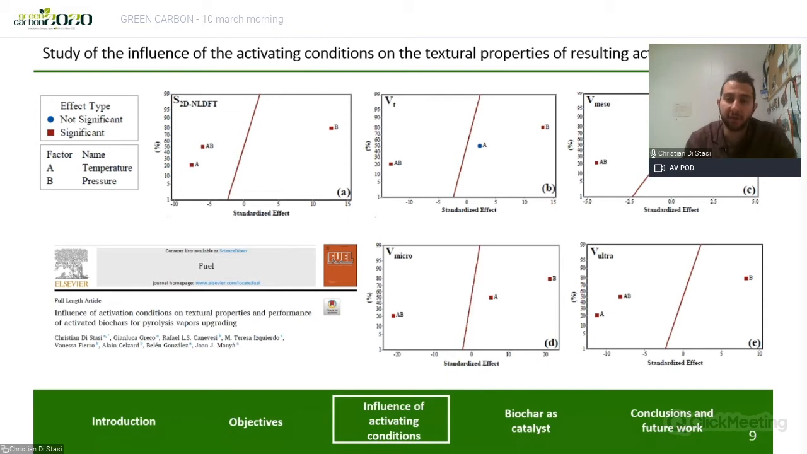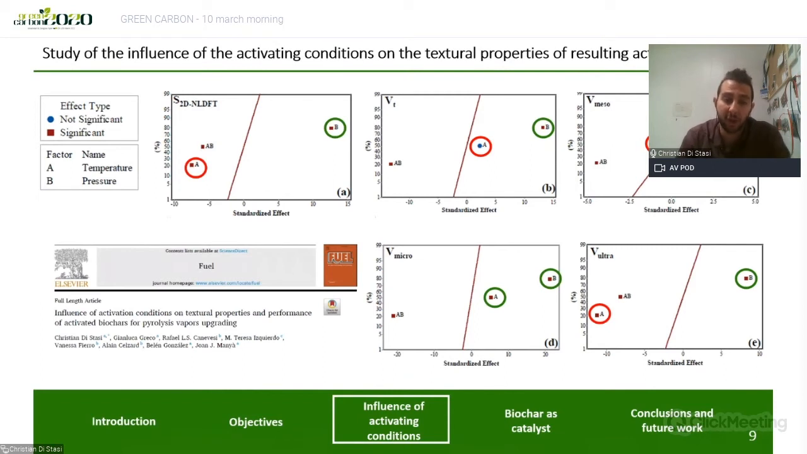Here we have the normalized plot of the standardized effects, and the temperature, named A in this case, you can see has a negative effect on the surface area and on the volume of ultramicropores. Meanwhile, it has a positive effect on the volume of micropores and was not influenced at all for the total pore volume and for the volume of mesopores. On the other hand, we can see that the pressure has a positive effect for all the textural properties.